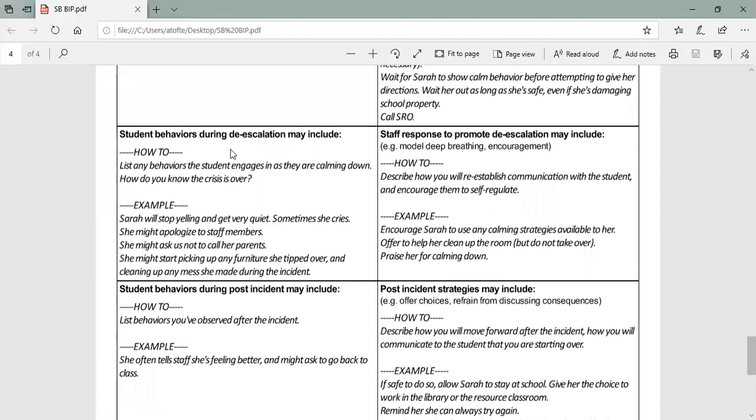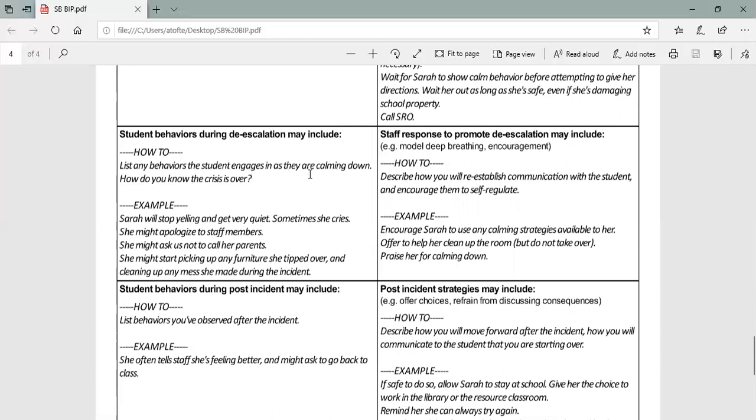Now the student is de-escalating. So I take this to mean everyone's safe again, but it's still touch and go. We're not at the point where we can just jump back into class and reset. There's still some stuff under the surface, but at the moment we're all safe.